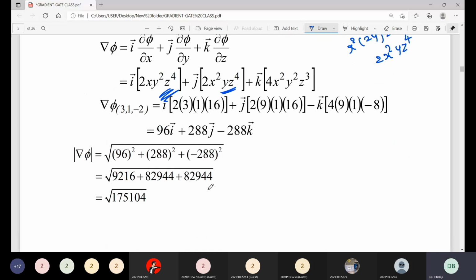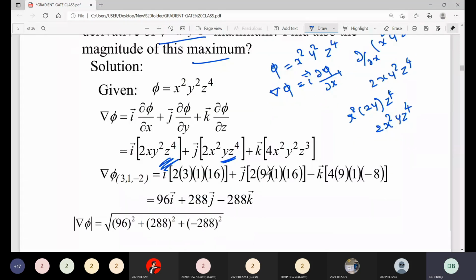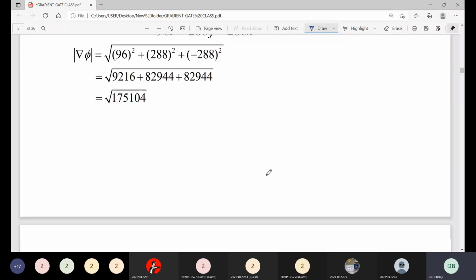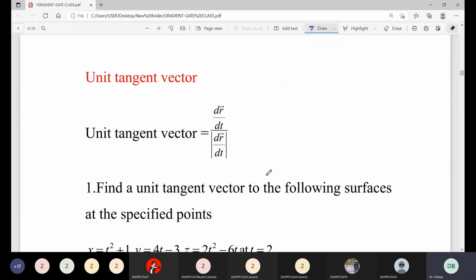Modulus of del phi is equal to root of 96 whole square plus 288 square plus 288 square, which is root of 1,75,104. So the magnitude of this maximum is root of 1,75,104. Unit tangent vector. The formula for unit tangent vector is dr by dt divided by modulus of dr by dt.